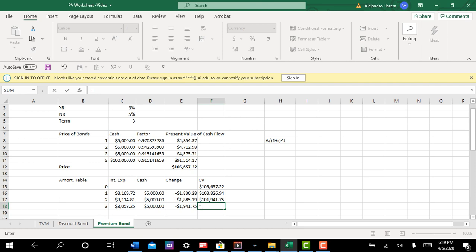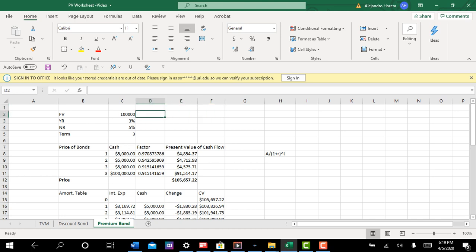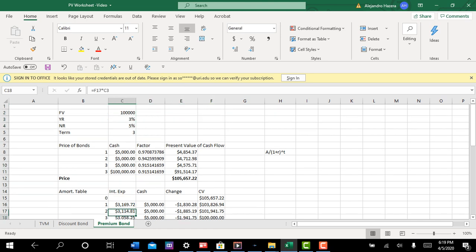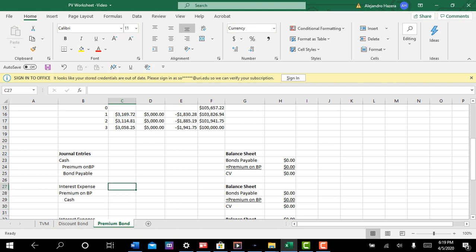Okay, so you can see that if we take the previous year's carrying value and add back, which is really a negative 1,941, we end up with a final carrying value of 100,000. So our table is correct. If your table ends with the final carrying value equal to the face value, you're right. You're doing just fine.